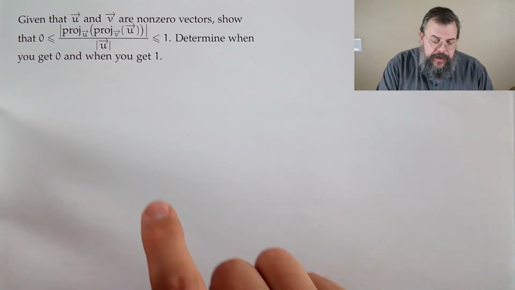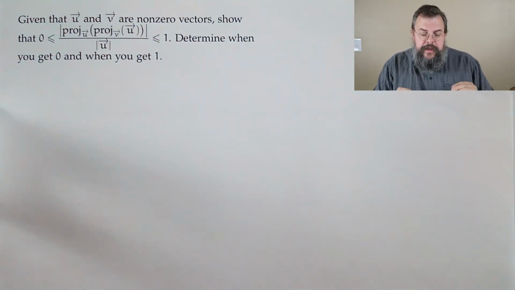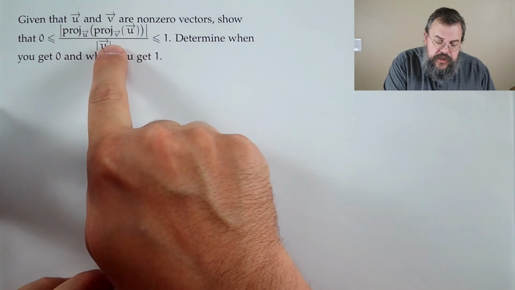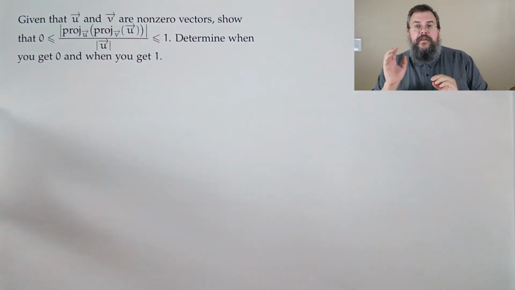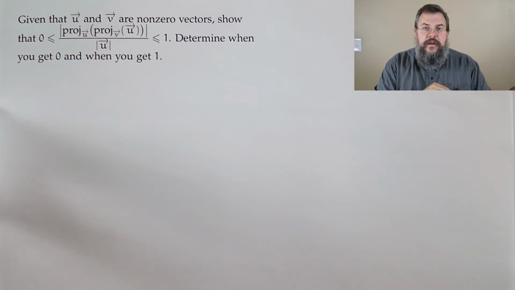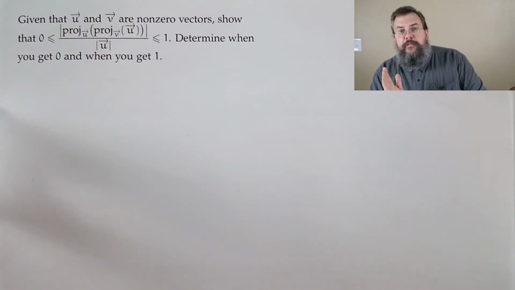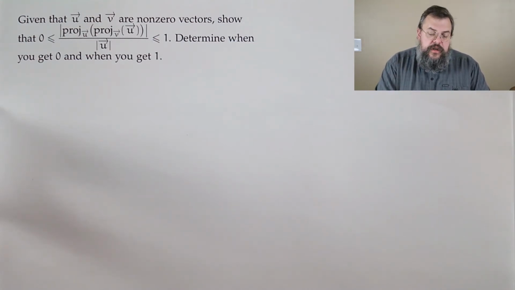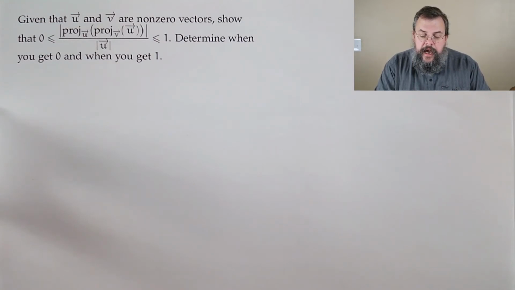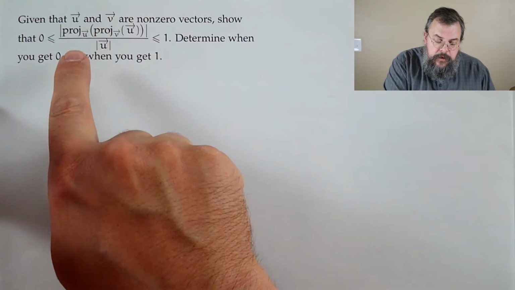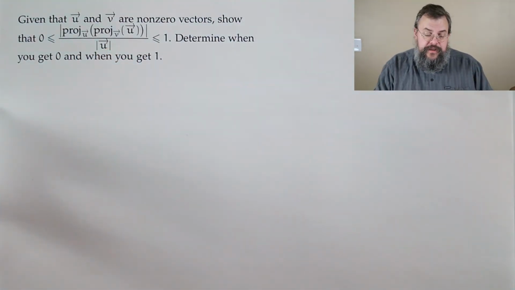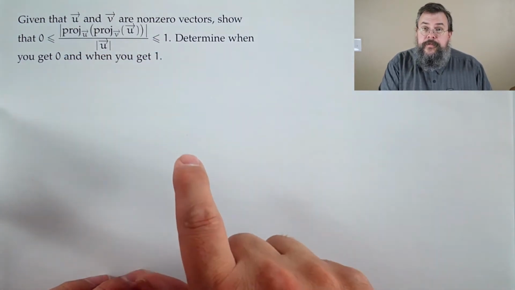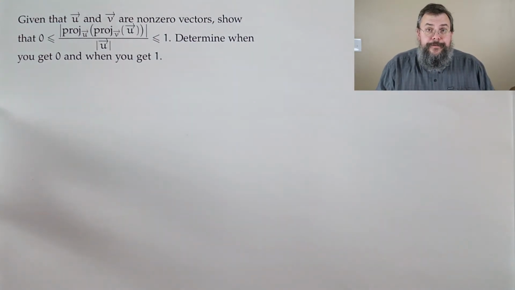Okay, so back to our problem. u and v are non-zero vectors. And now what are we going to do? We're going to take the projection onto u of the projection onto v of u. So it sort of says, take u, how much of that points in the direction of v? Whatever that result is, take that and project it back onto u. And now, what do we want to do? Show that the absolute value of this projection, well, when I say absolute value, really it's a magnitude because projection is a vector, divided by the magnitude of the vector u, is between 0 and 1. And the question is, when do you get 0 and when do you get 1?